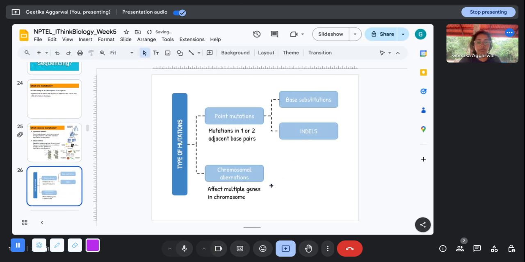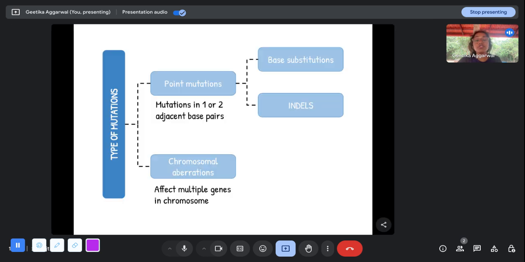Sorry. Yeah. So that is what chromosomal aberrations are. When it comes to point mutations, there are two kinds: base substitutions and indels. Indels, as the term suggests, are insertions and deletions. So first, let's start by discussing base substitutions in point mutations.